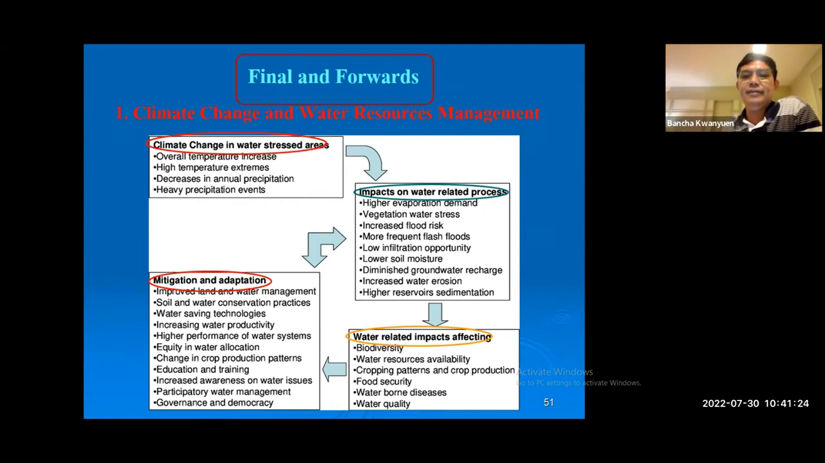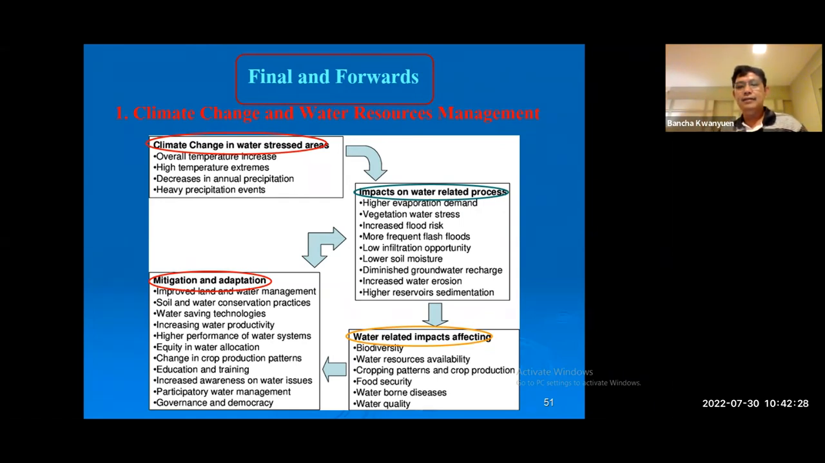And it can have an impact on water related processes, like high evaporation, vegetation water use, and increased flooding. Infiltration opportunity is lower. Why? Because the rainfall comes fast and intense, so there is less opportunity to infiltrate into the soil. So soil moisture will be lower, and if the water does not flow through the soil into the ground, we have diminished groundwater recharge. And if it's bare soil and the rainfall increases, we have erosion, and of course reservoir sediment is another impact.